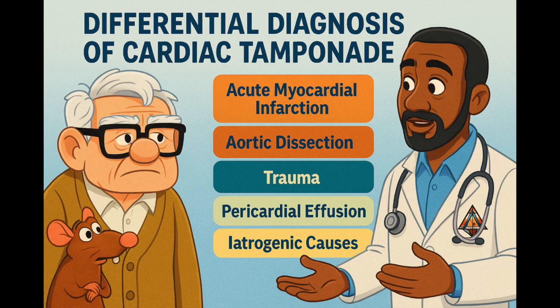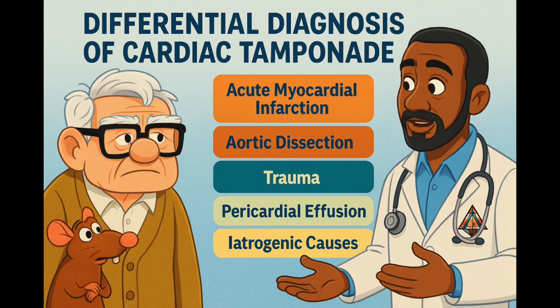Second, aortic dissection. A ruptured ascending dissection can lead to hemopericardium and tamponade, but pain is usually abrupt, tearing, and radiates to the back. Next, trauma. Both blunt and penetrating chest trauma can cause cardiac rupture or pericardial bleeding, producing signs identical to tamponade. Pericardial effusion deserves special mention. A slow-developing effusion may cause similar findings but allows time for pericardial stretching, so symptoms appear late.